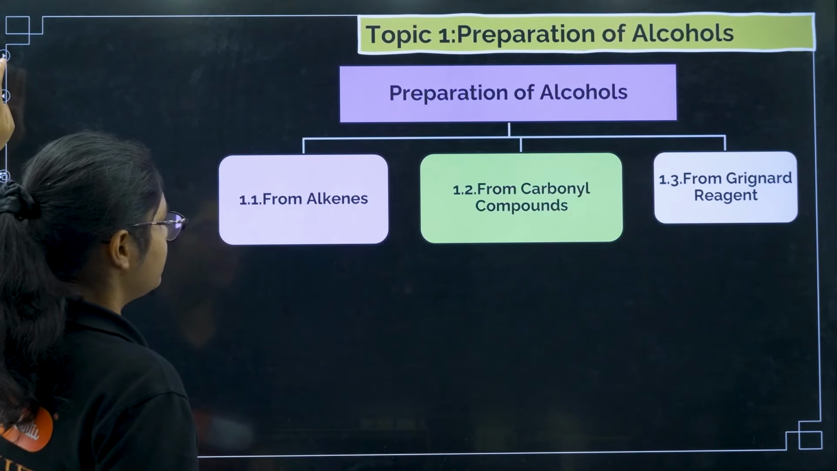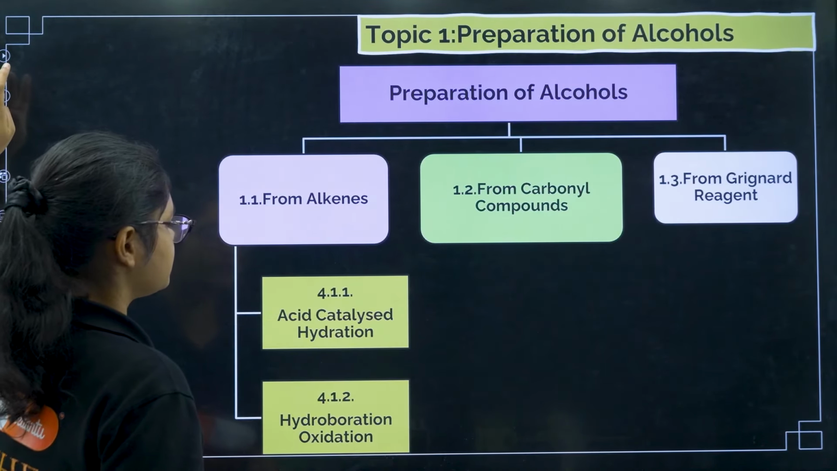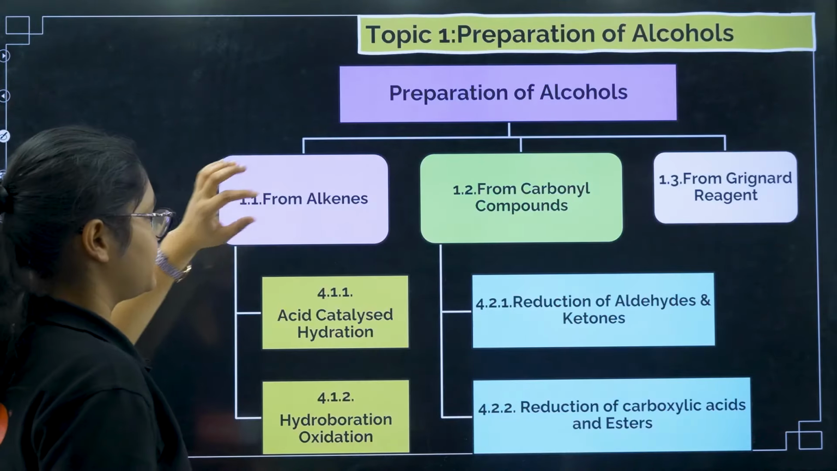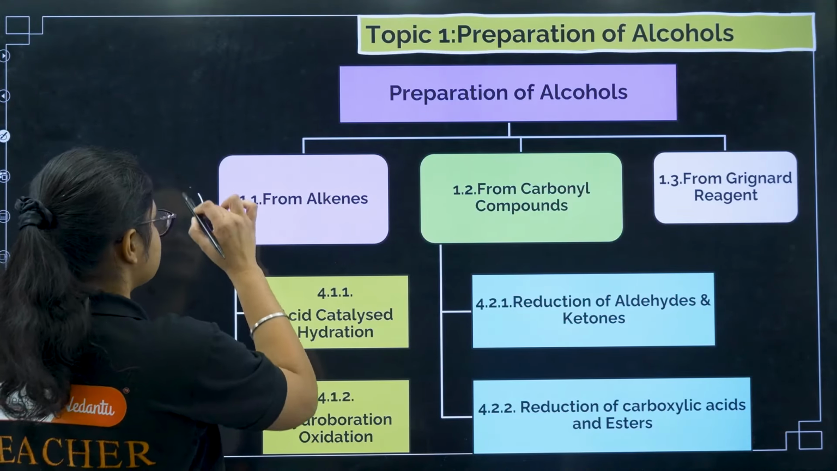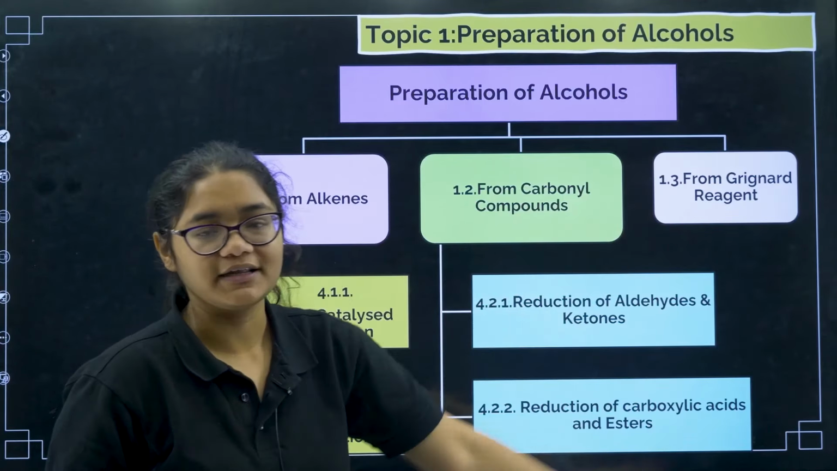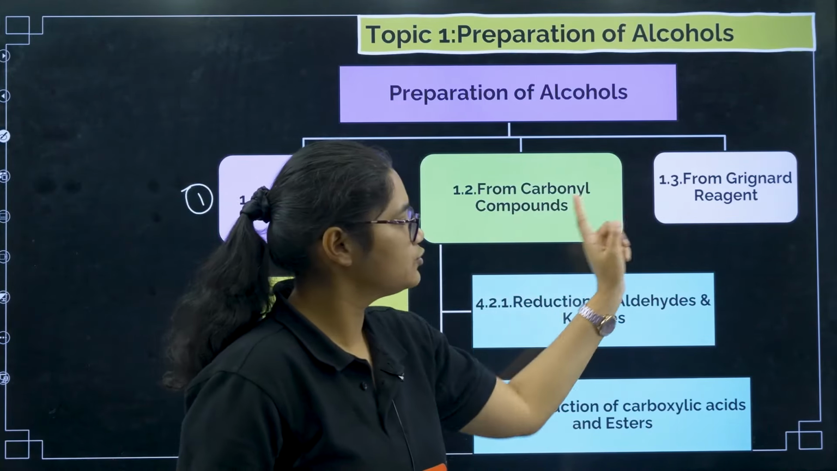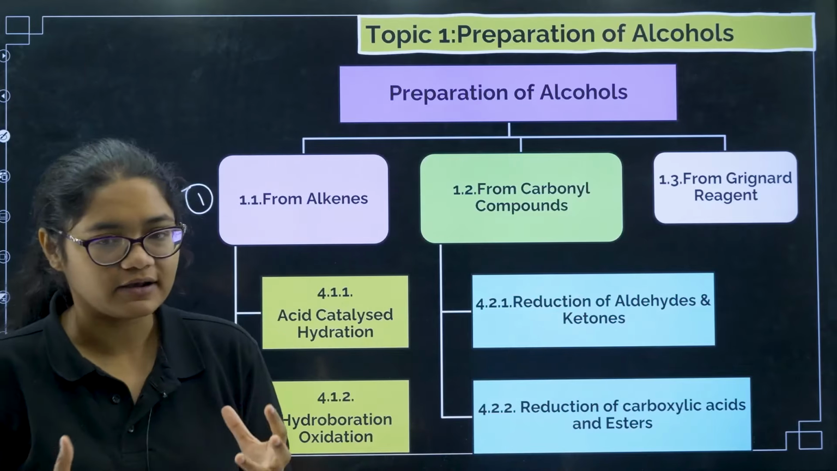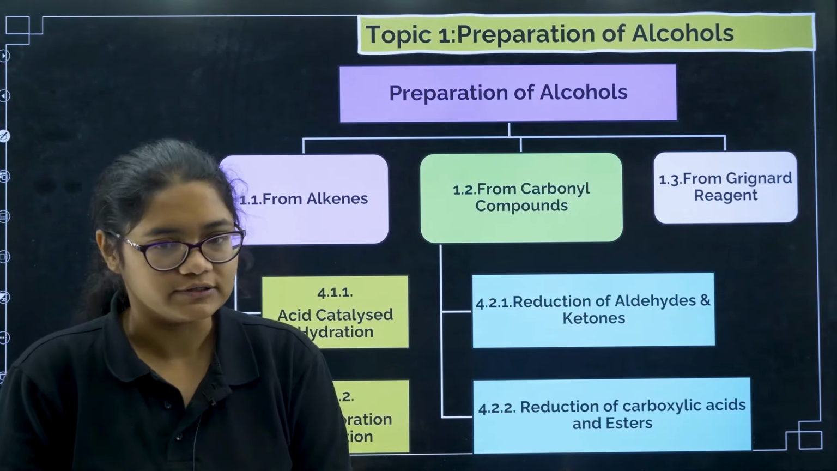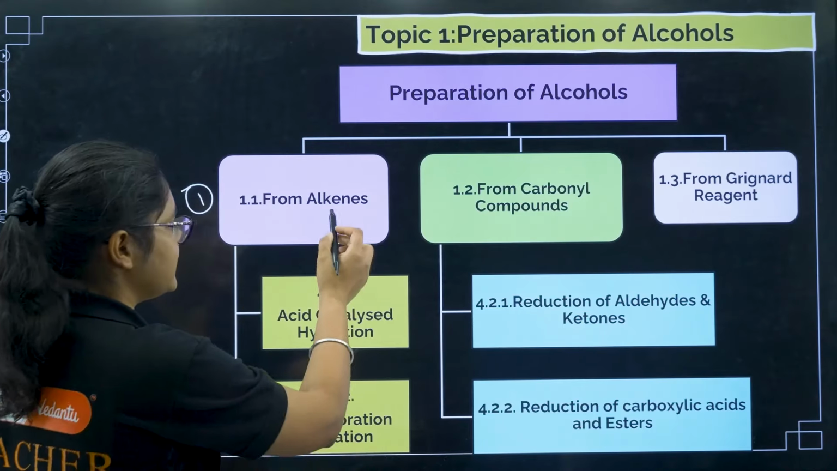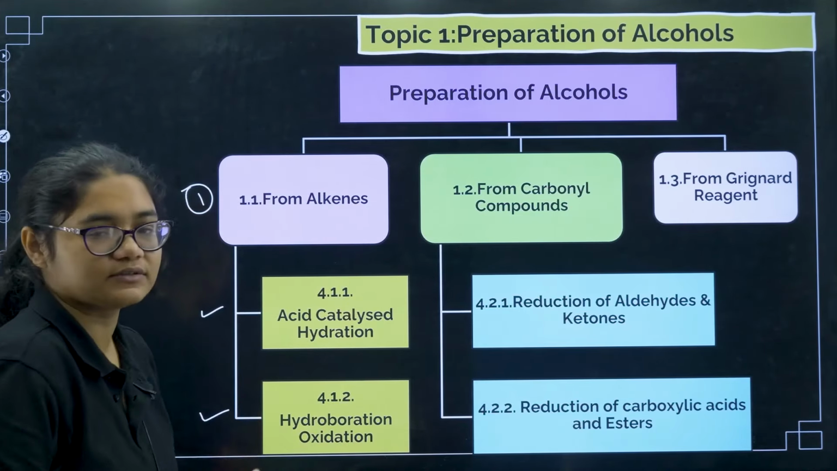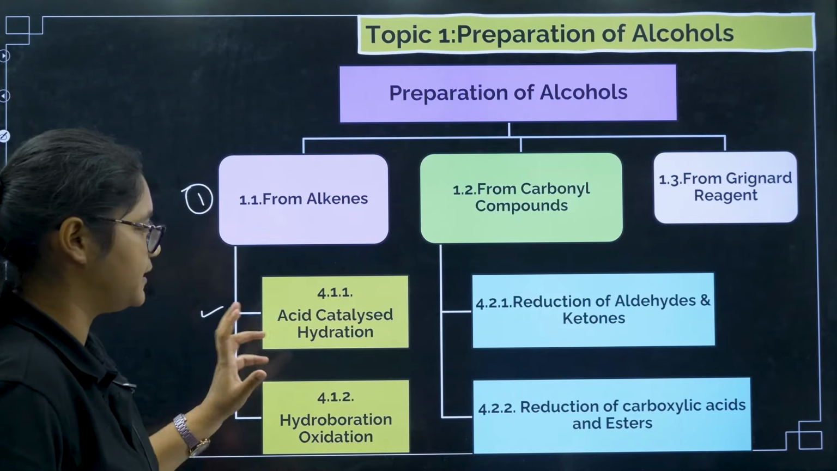As I always tell you, read horizontally. First you should have a clear understanding of what all the mechanisms or preparation methods there are. The first one is from alkenes. The second one is from carbonyl compounds, and the third one is from Grignard reagent. Now these two are not very different, because Grignard reagent also acts on carbonyl compounds to give you alcohols. For alkenes, we can have acid catalyzed hydration and hydroboration oxidation reaction. I'll be explaining both of these.